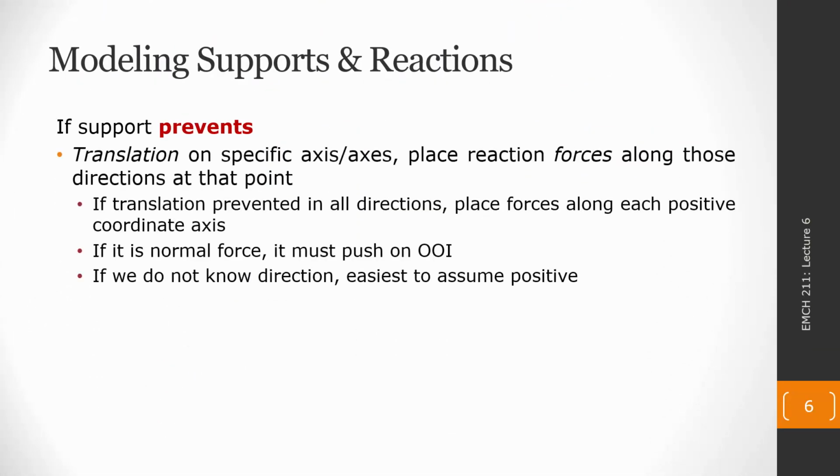So as a recap, if the support is preventing translation on a specific axis, in a plane, or in space, we're going to put forces from that support on our object along those axes, or components in the plane or components in space. We can also have normal forces, where we're going to know the direction of that force is always out from the surface.